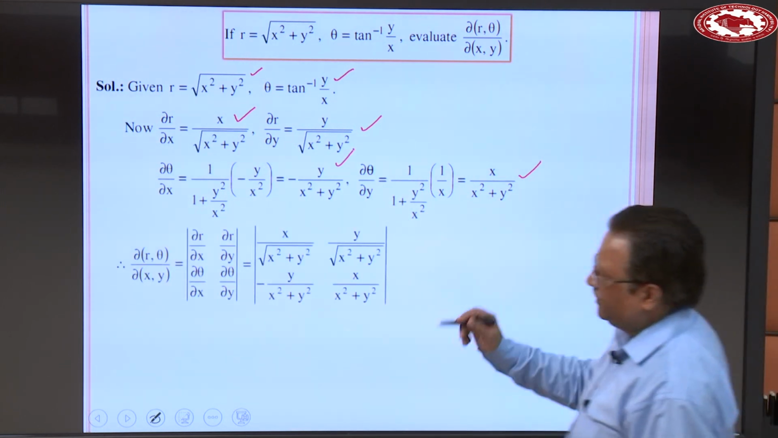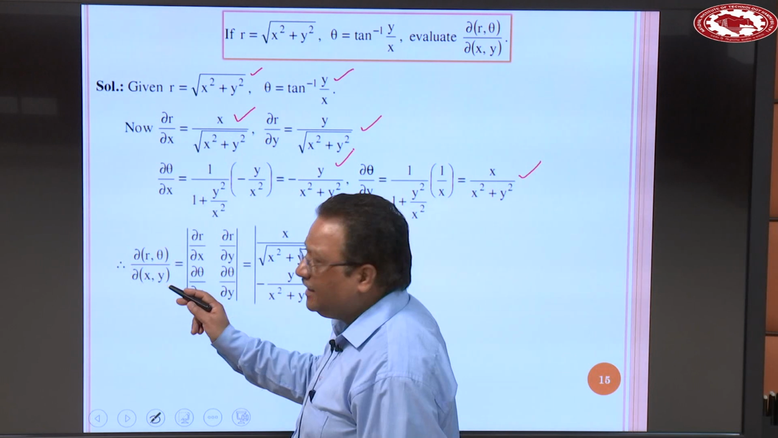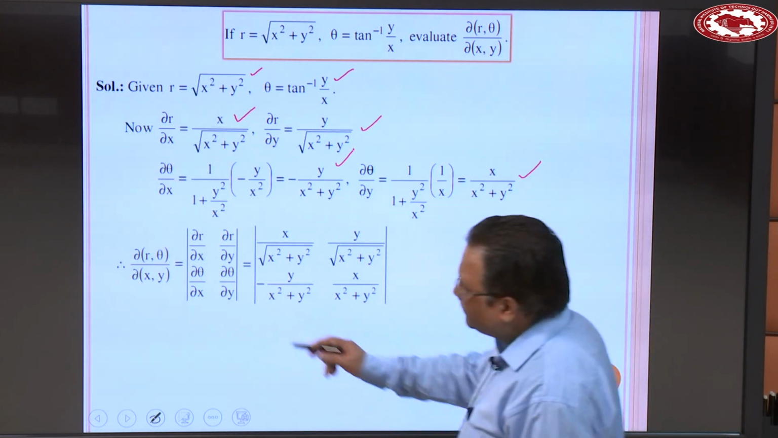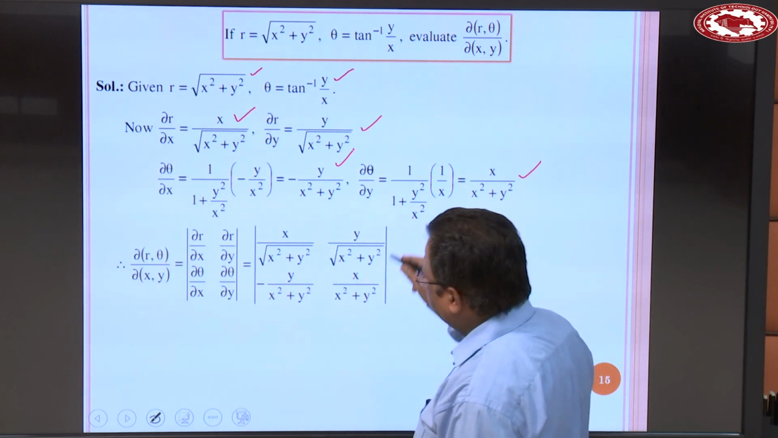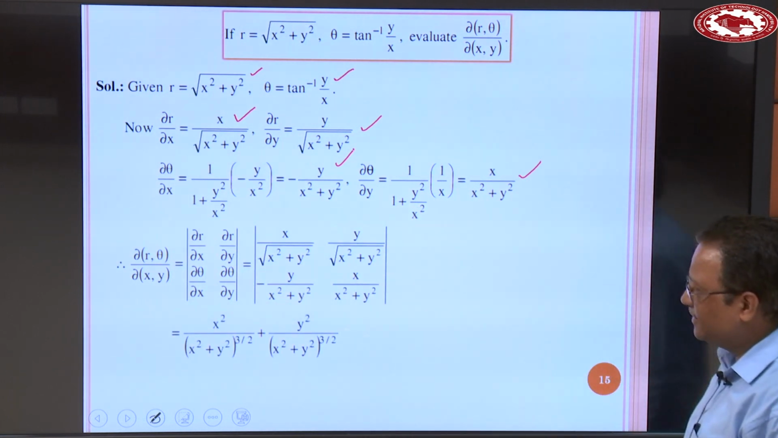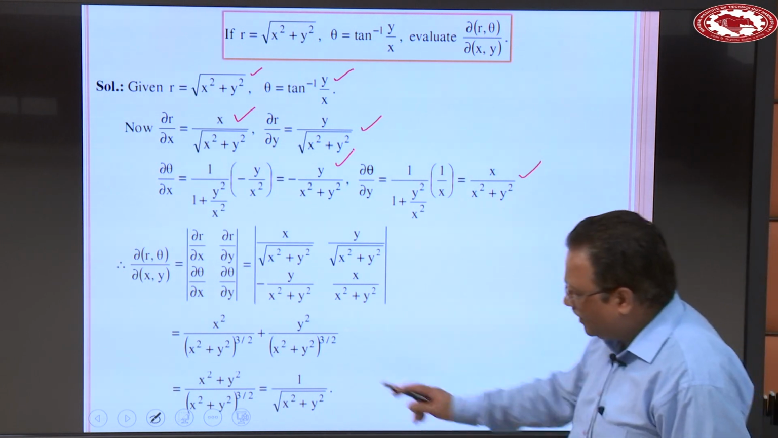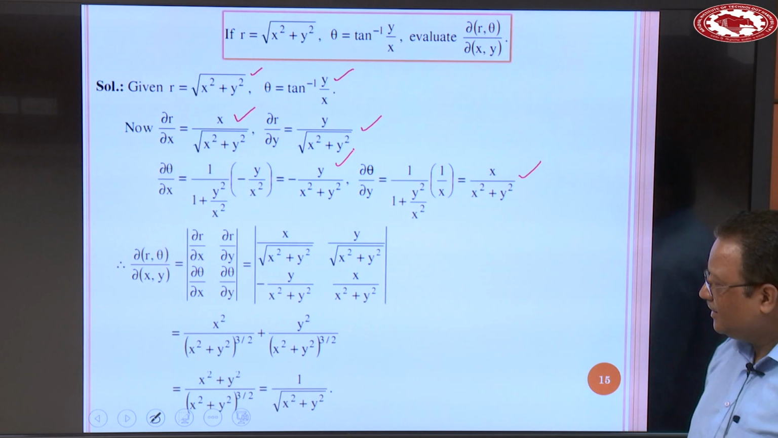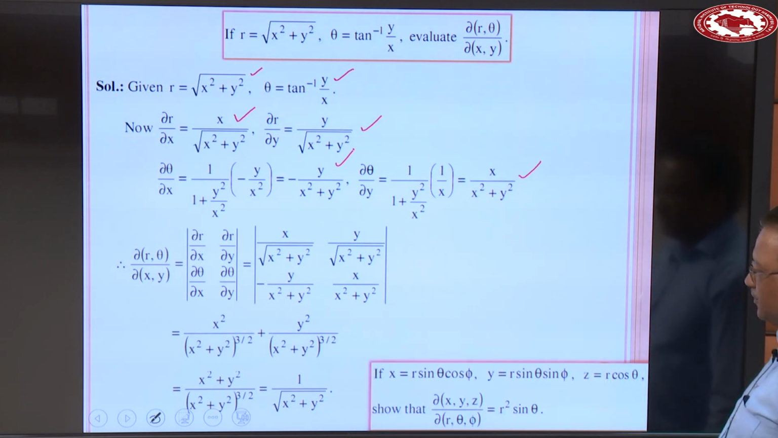Now substitute these values here in ∂(r,theta)/∂(x,y). When you substitute these values, we obtain this determinant, and on simplifying it you will get 1 over the square root of x squared plus y squared.